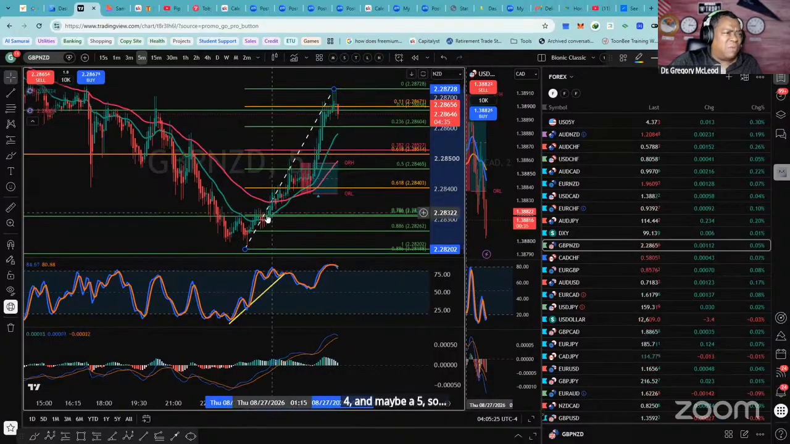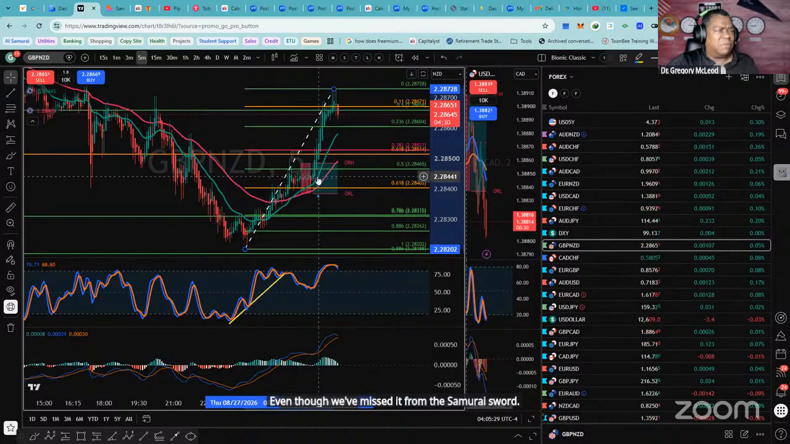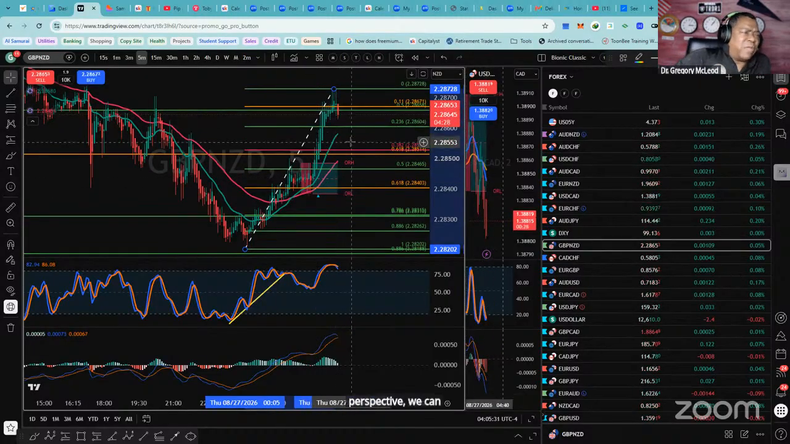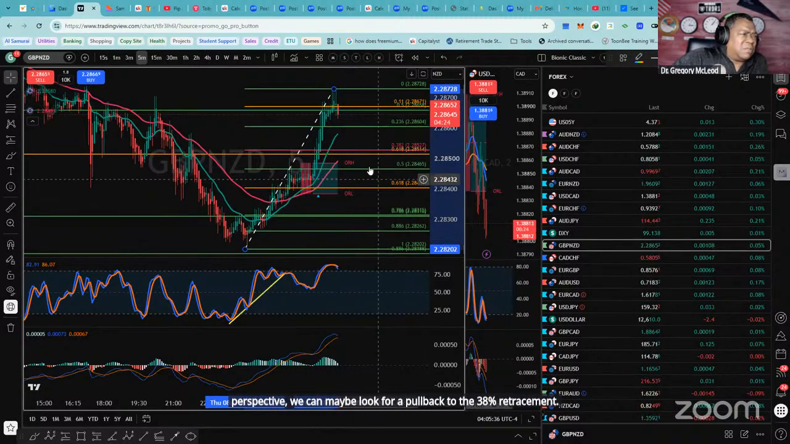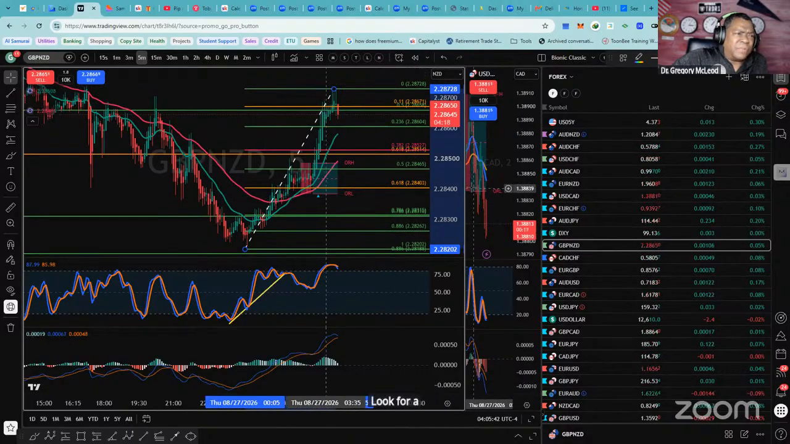So even though we've missed it from a Samurai Sword perspective, we can maybe look for a pullback to the 38% retracement. Maybe using a pip and run approach to get into this trade and look for a move back to the north side. Right. So that's what you do.